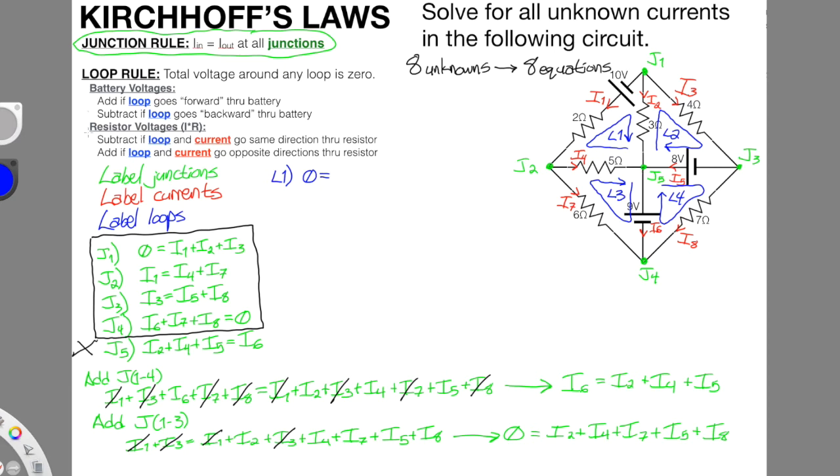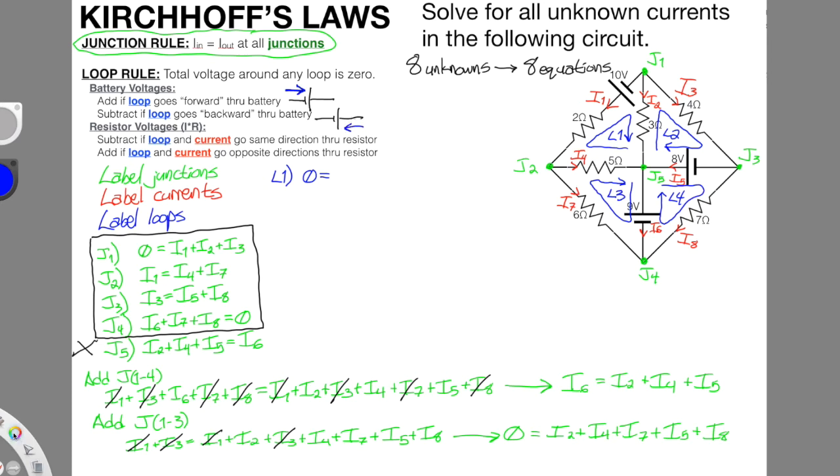There are some rules you need to follow to determine whether you add or subtract these numbers. For batteries, you add the battery voltage if the loop goes forward through the battery. By forward, I mean the normal direction current flows through a battery, and we subtract the battery voltage if the loop goes backwards through the battery. So let me color code this: if the loop goes forward, or if the loop goes backwards.